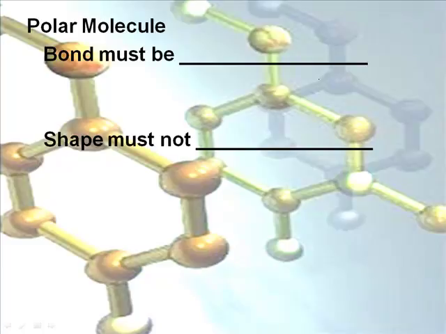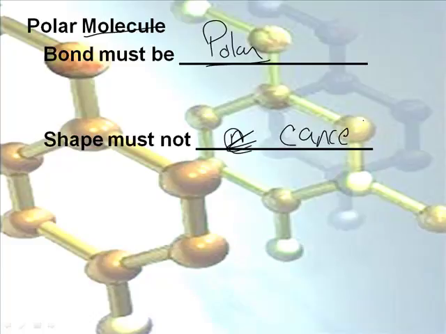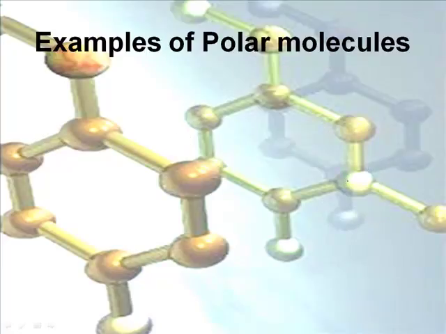All right, now. There are polar bonds where the electronegativity difference is less than 2.1 and greater than 0.4, and there's also a polar molecule. To be a polar molecule, you must have two things. The bond must be polar. If you have a nonpolar bond, you cannot have a polar molecule. But the shape must also not cancel out. We're going to learn more about shapes in a subsequent podcast, but let's get that on the table now.